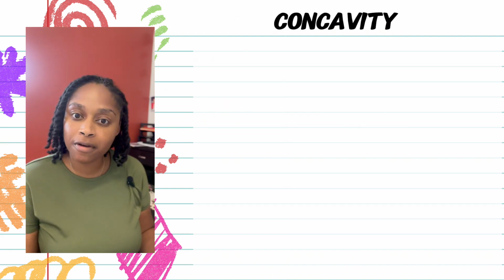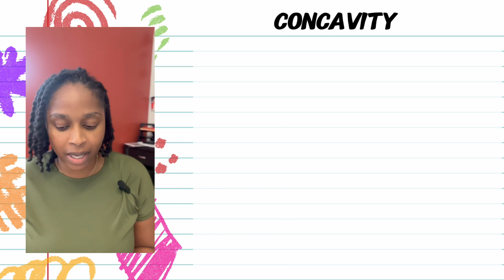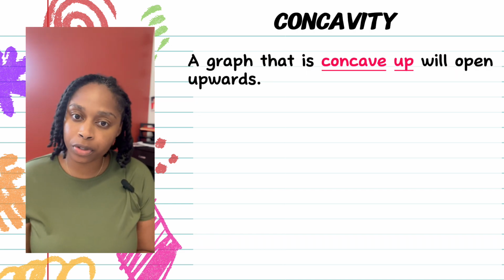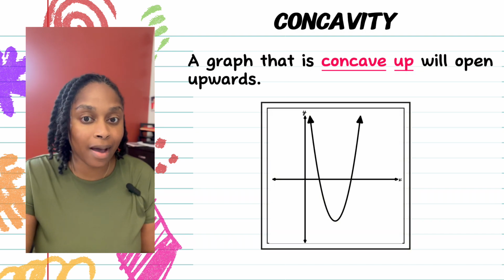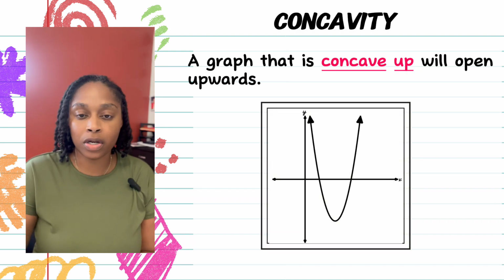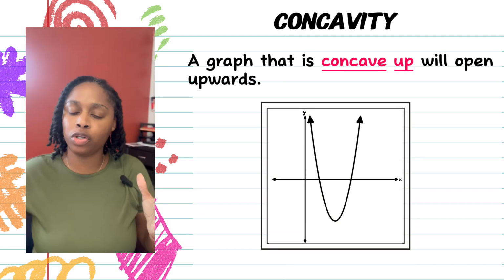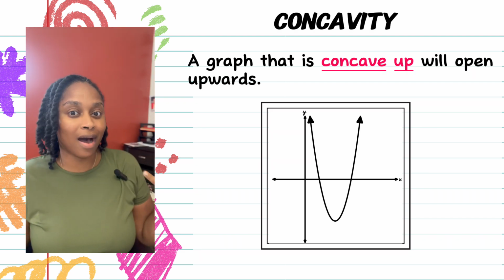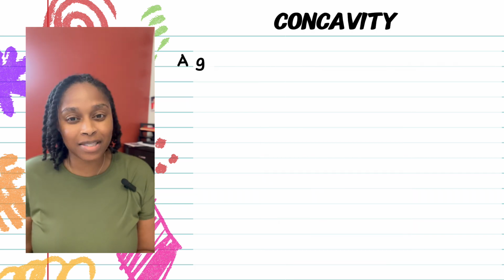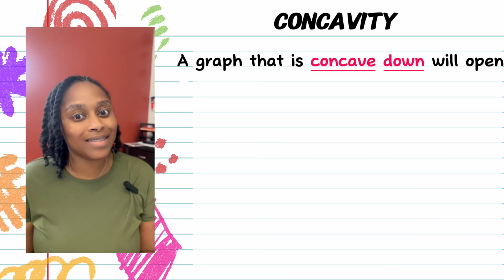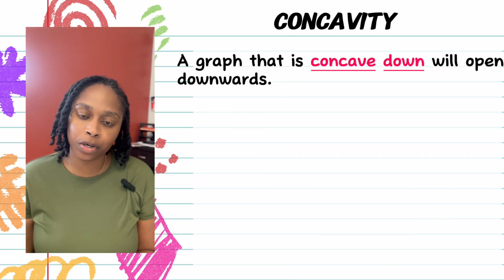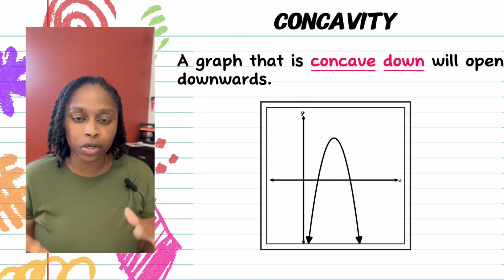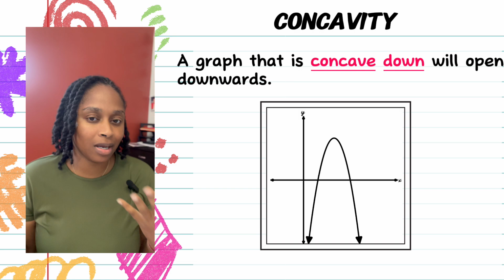Okay, so first part of station one, we're going to be filling in the blanks. A graph that is concave up will open upwards. This is an example of a concave up graph. Notice that the arrows are pointed upwards. If you pour water inside, it's going to fill up. So that is an example of a concave up graph. Next bullet, a graph that is concave down will open downwards. Notice that in the second example, the arrows are pointed downwards. You're not able to fill up that graph with any type of liquid.